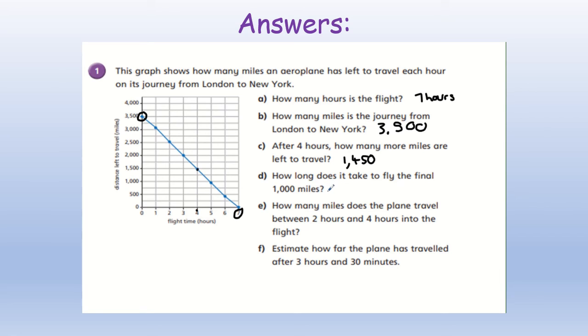How long does it take to fly the final 1,000 miles? The final 1,000 miles is from here to here. So I'd say that's about 2 hours. You may have put just over 2 hours, like 2.2 or 2.5. That's fine. And E, how many miles does the plane travel between 2 and 4 hours?